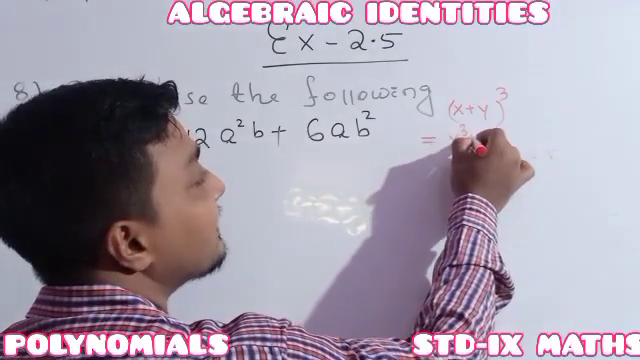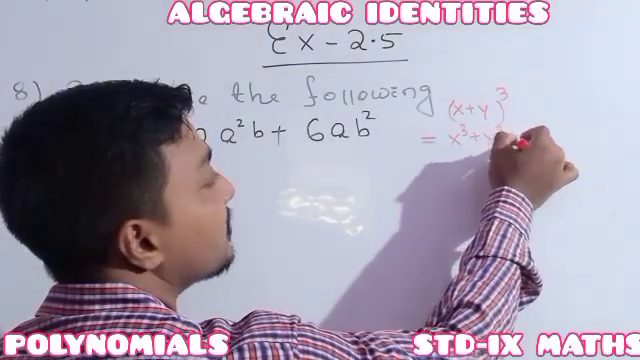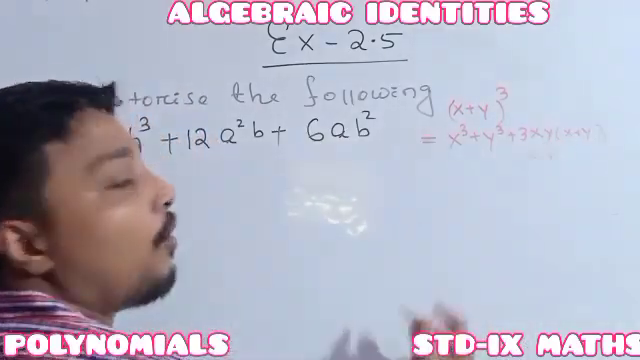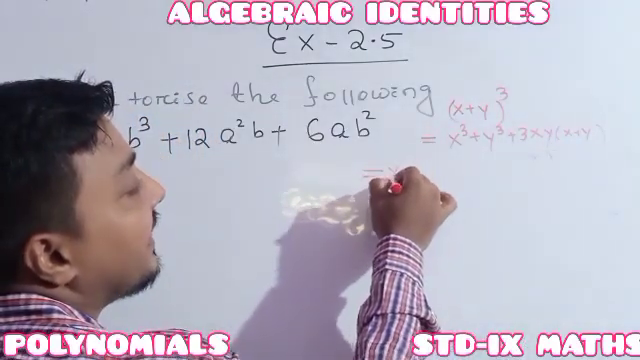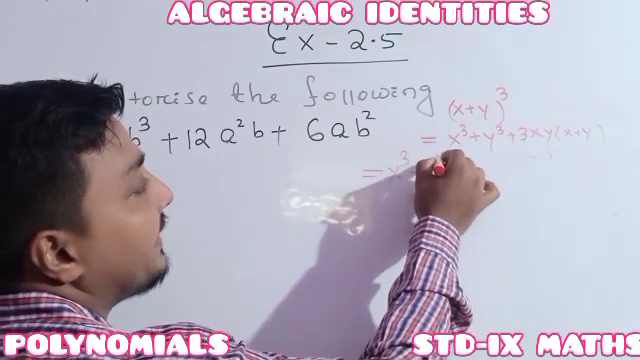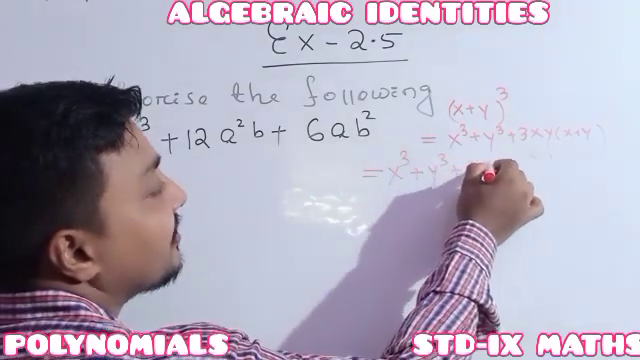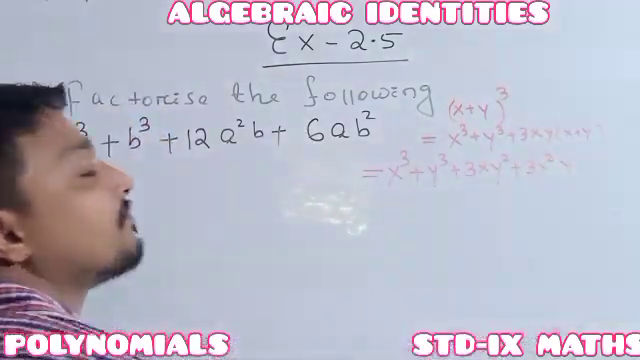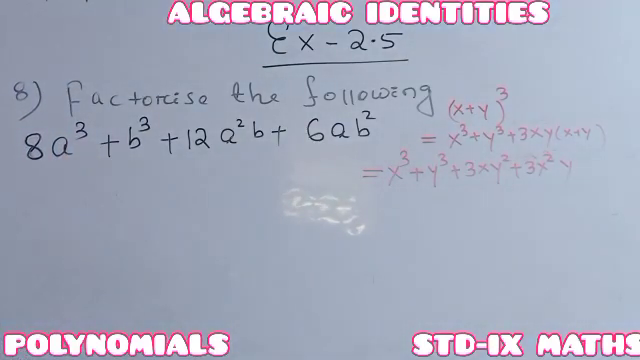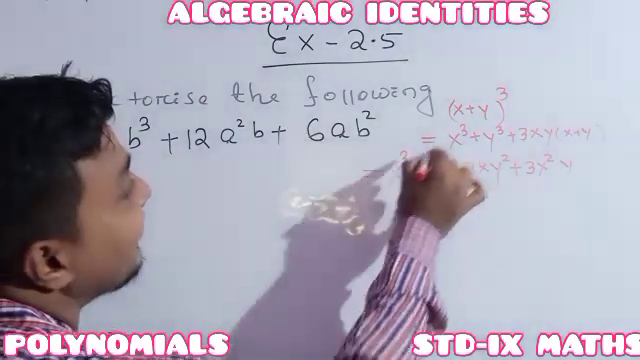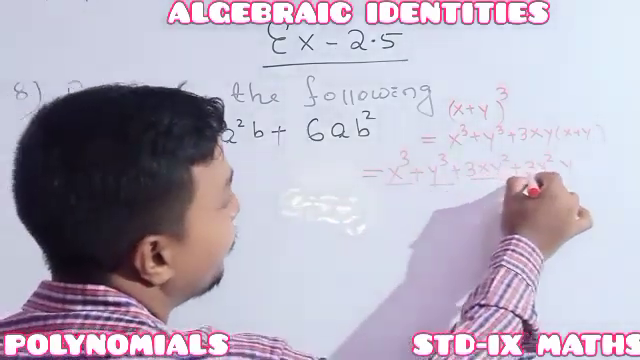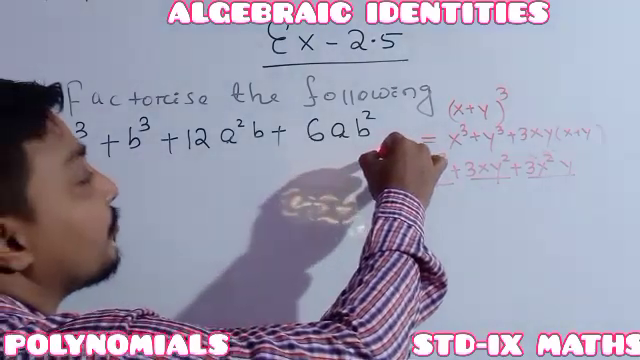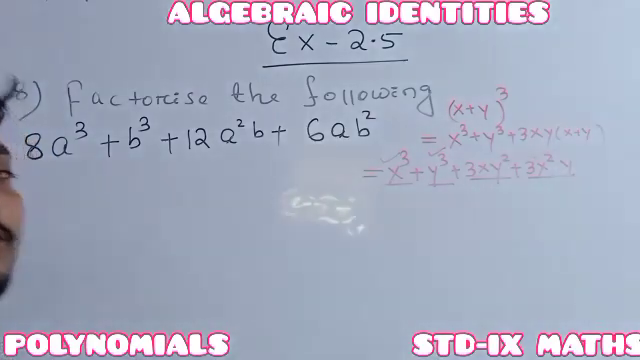One is x cube plus y cube plus 3xy whole into (x plus y). Also it is the same as x cube plus y cube plus 3xy square plus 3x square y. So it means it has 4 terms. See, its expansion form has the 4 terms, and out of the 4 terms, 2 cubic terms are here. One is a cubic term, and another one is a cubic term.